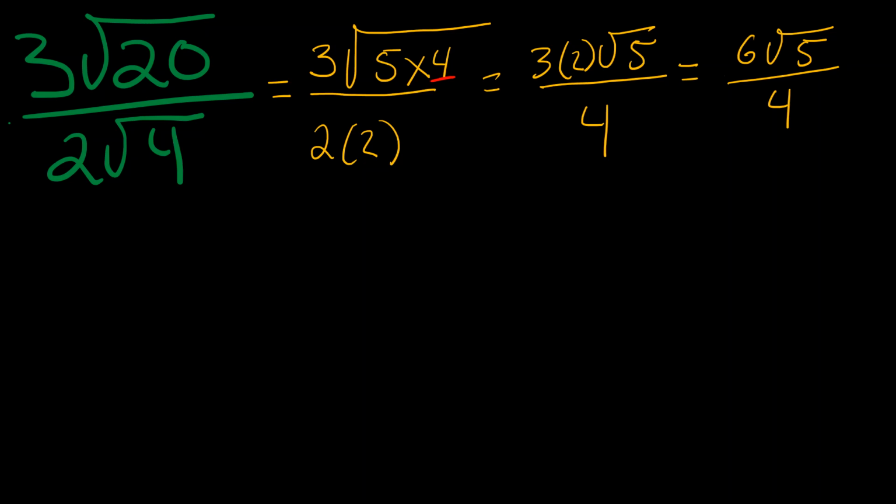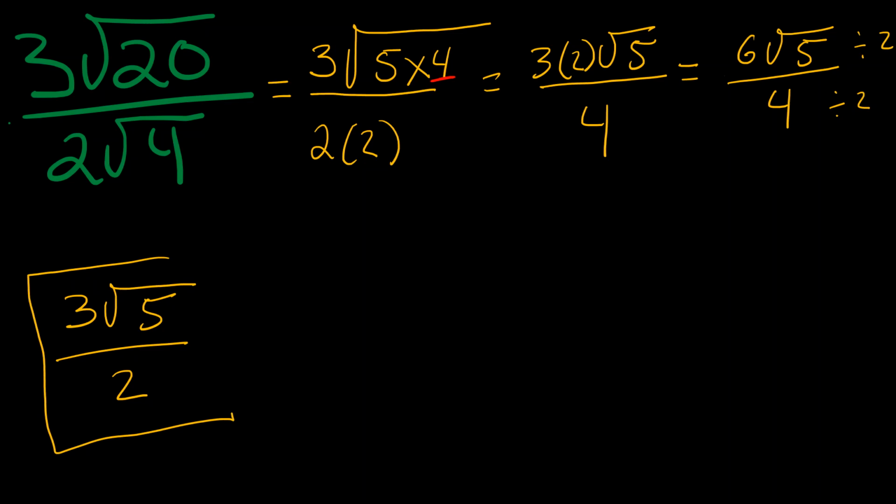Now, if I divided the top and the bottom by 2, let's say I did that, right? I would end up with 3 root 5 over 2. And that would be my final answer.